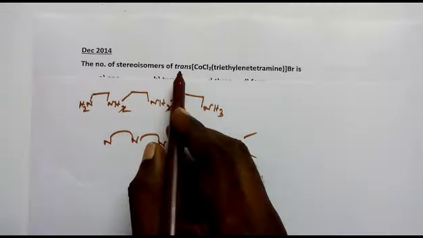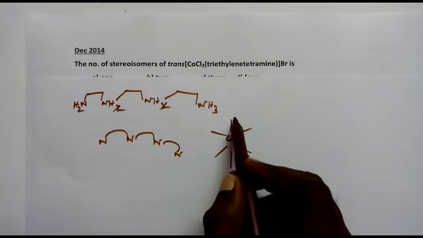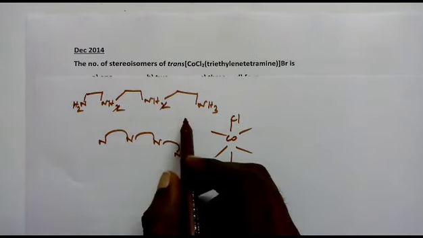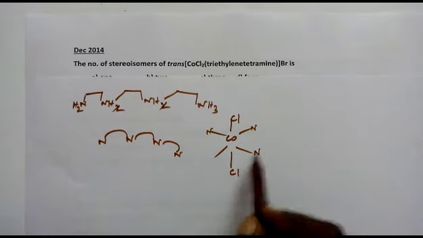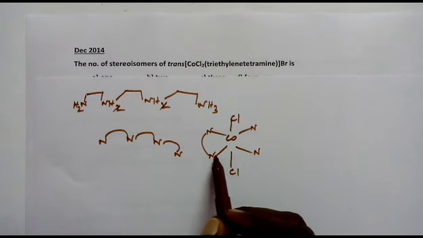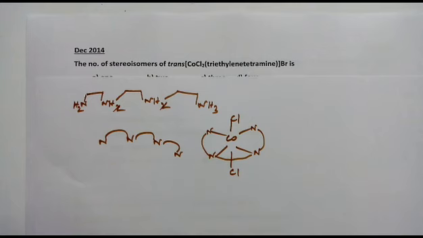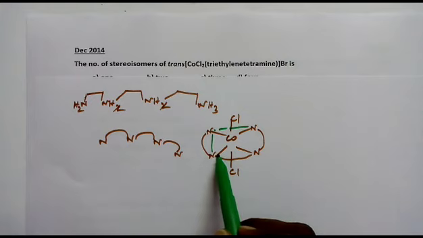Since it is specifically mentioned as trans, let me put 2 chlorine at the trans position. So we have 4 nitrogens, N, N, N, N. So what is this? Is it optically active or not?